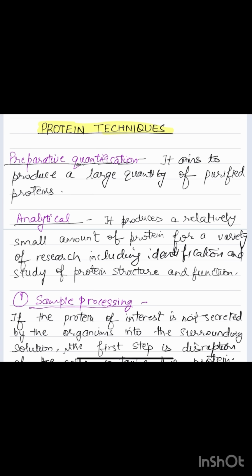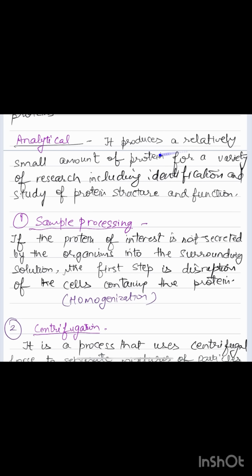So, protein purification is either preparative or analytical. Now, there are two types of methods which we can use to isolate protein: preparative quantification method and analytical method. So, in preparative quantification, it aims to produce a large quantity of purified proteins. It's a preparatory method. Whereas in analytical method, it produces a relatively small amount of protein for a variety of research, including identification of protein and study of protein, its structure and function.